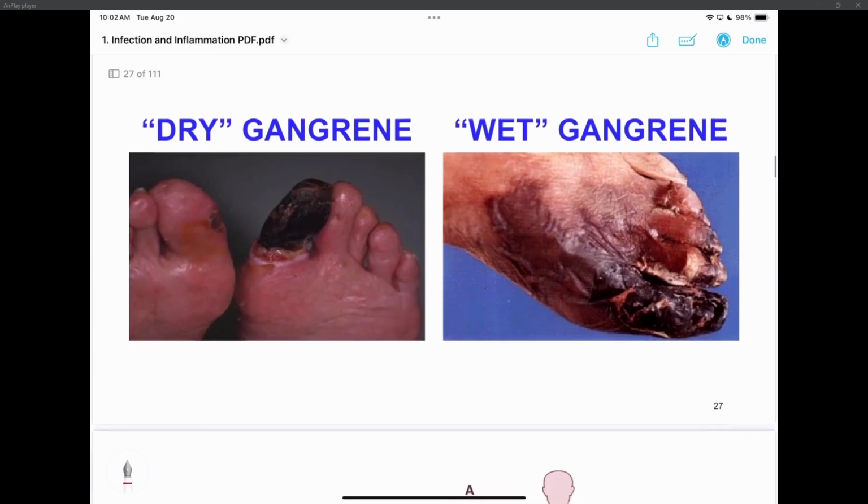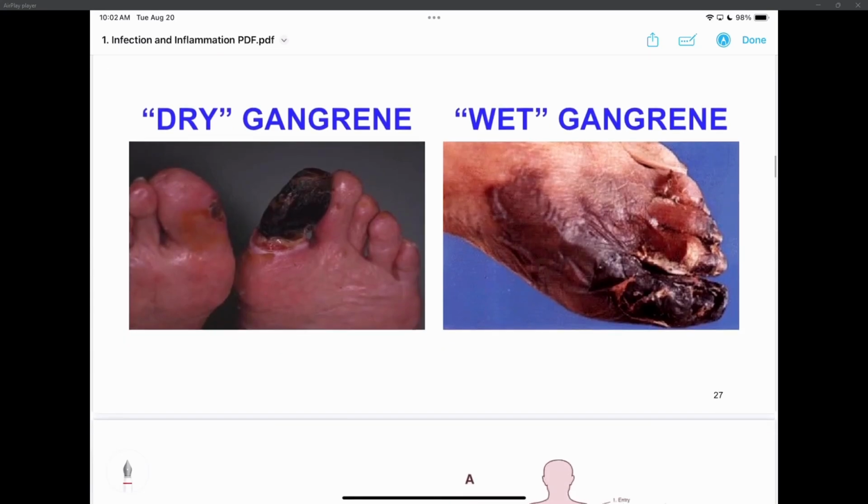So here are some pictures. You can see dry gangrene has this line right there. That's the line of demarcation, where you have normal tissue and all of a sudden it's a black toe. A black, dry, wrinkly toe. And here's your wet gangrene. Very, very wet looking, macerated, with breakdown of tissue. There's no distinct line of demarcation. Those are the major examples of how dry and wet gangrene look.